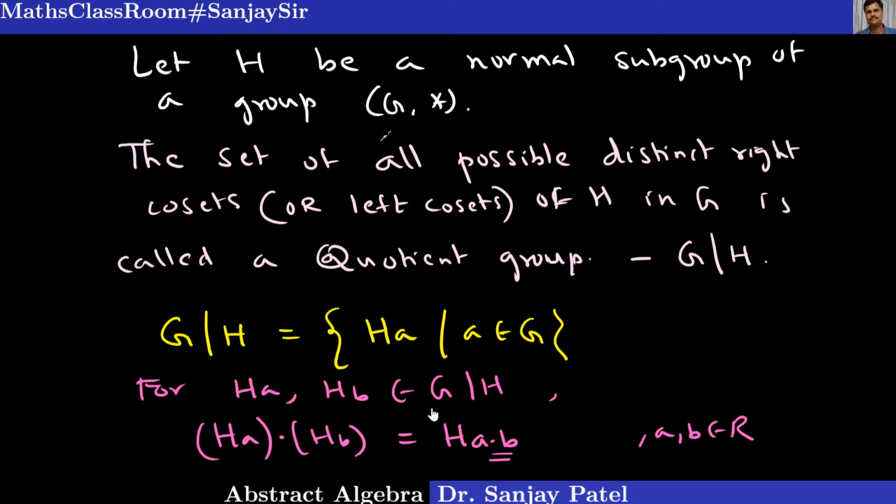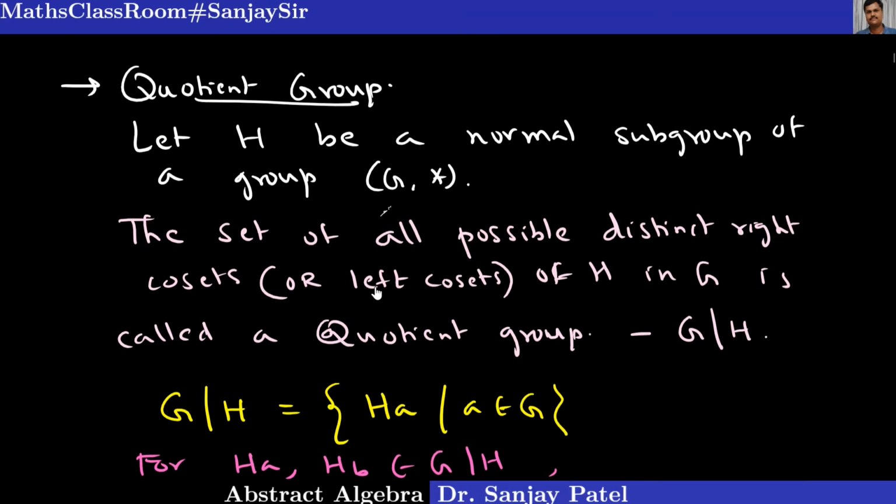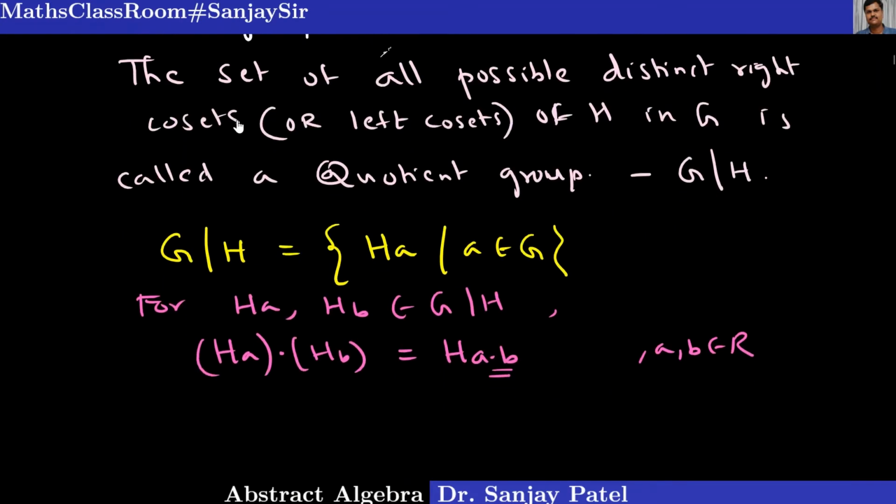Okay, so this is about the quotient group, and we want to define exactly the same thing for a ring. So here what I am going to call a quotient ring, and we already discussed that every ideal in a ring is always a normal subgroup of the ring.